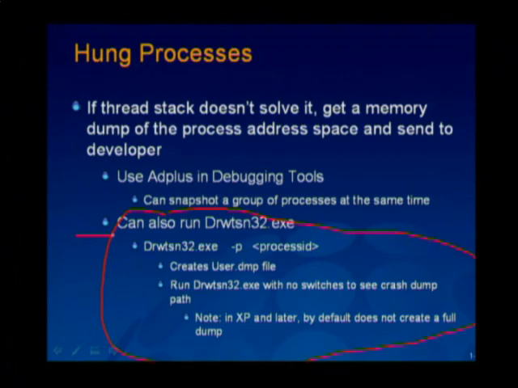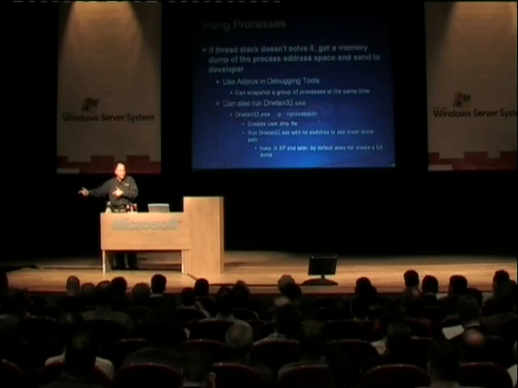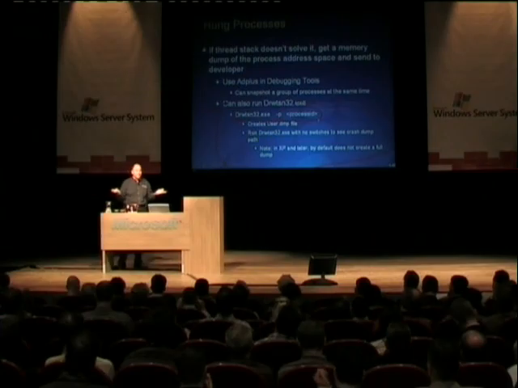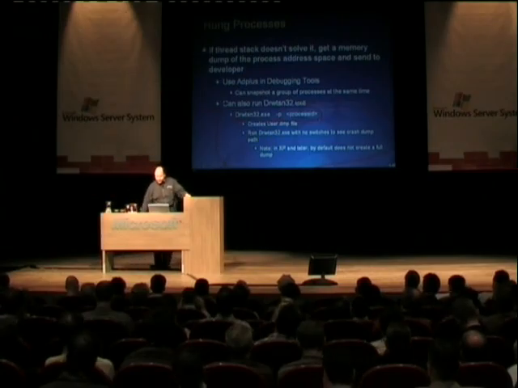Dr. Watson. Dr. Watson 32 takes a command line argument, -P, and then a numeric process ID. So Dr. Watson 32 -P 42 attaches to process 42, makes a memory dump, and then kills the process. So that's just a point about Dr. Watson. It kills the sick process after dumping it. But at least you could make a dump on a system that maybe didn't have the debugger tools configured. Just one little note on the bottom of the slide.